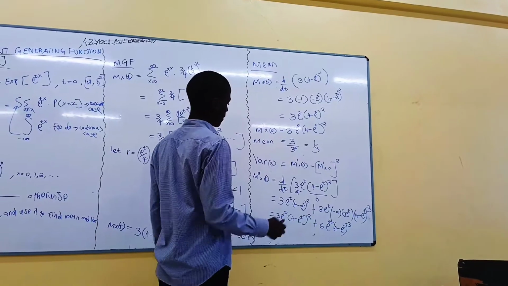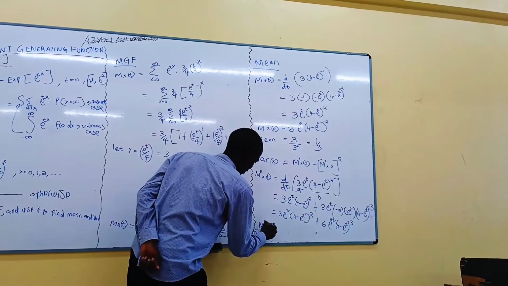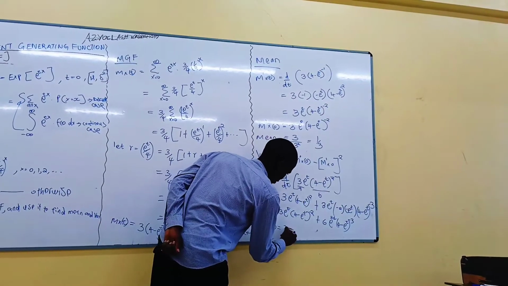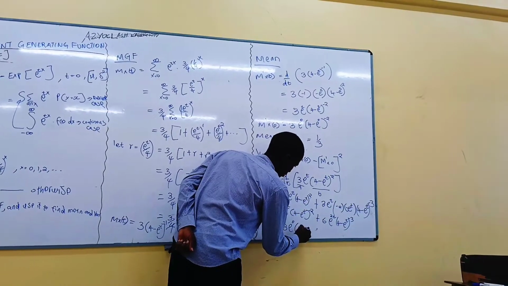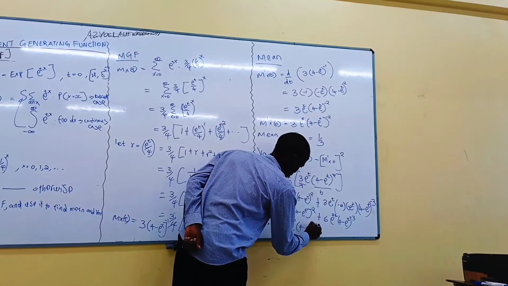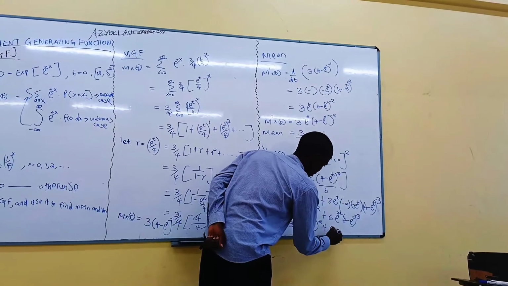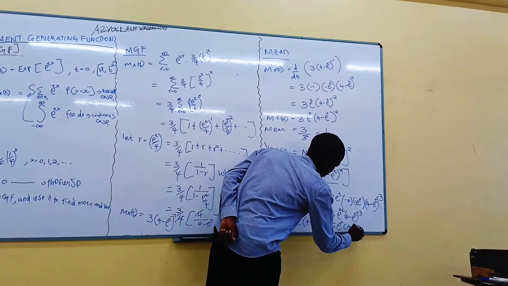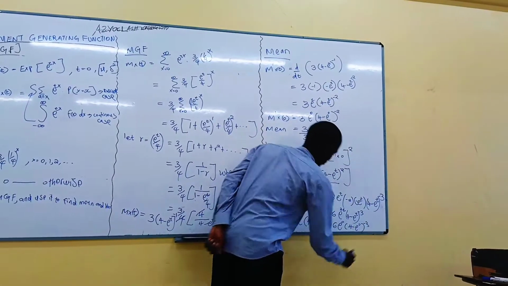So, remember it should be at t equal to 0. So, the second derivative at t equal to 0 is going to look like 3e raised to 0 (4 minus e raised to 0) to the negative 2 plus 6e raised to 0 (4 minus e raised to 0) to the negative 3.